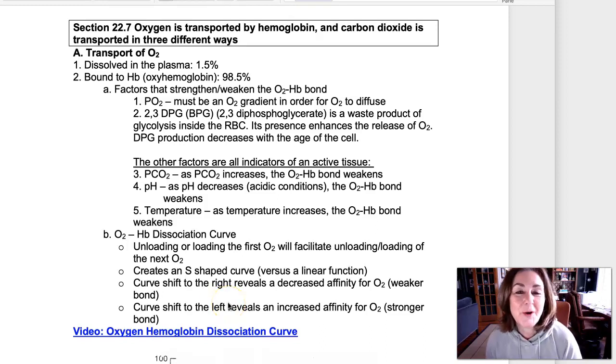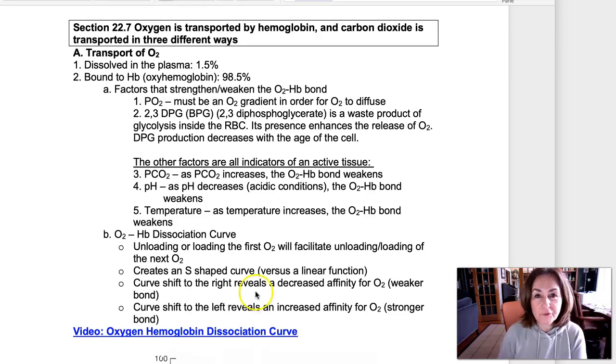Hi, I had a question about the oxygen hemoglobin dissociation curve, and so I wanted to try to help out with that. To put this into context, if you take a look at the notes at page 11, this is where I start talking about the oxygen hemoglobin dissociation curve. Basically, the topic here is the transport of oxygen.